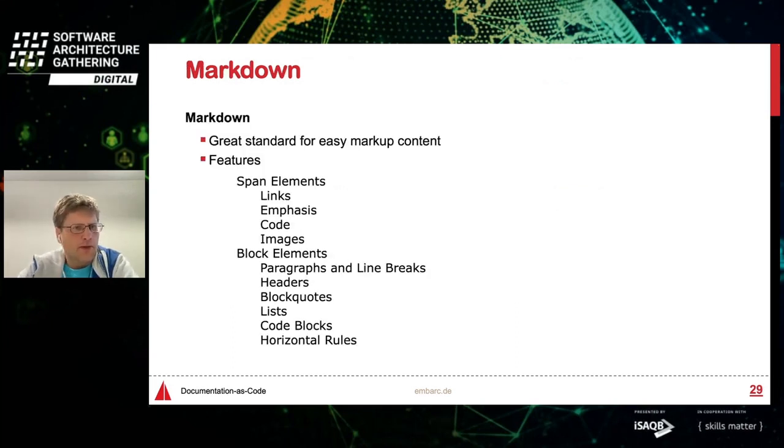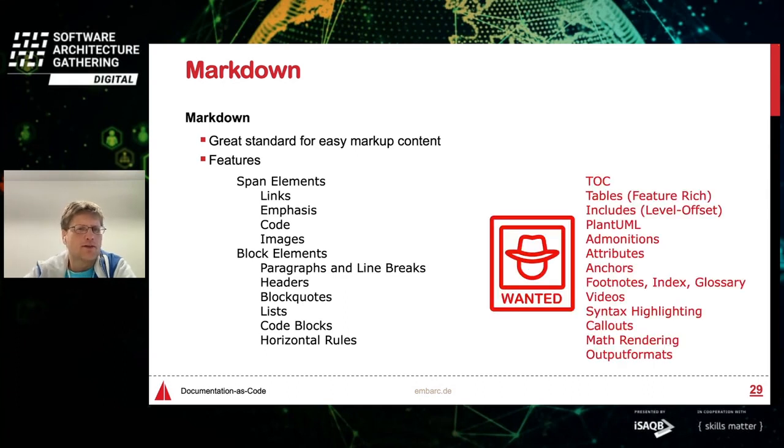Markdown is a great standard for very easy markup content. It has lots of features like links and code blocks and images, so including images and so on. But actually, some parts are missing, and these parts are quite important for really good documentation, like a table of contents or tables, or includes, so modularized documentation, for example, or including PlantUML and something like that.